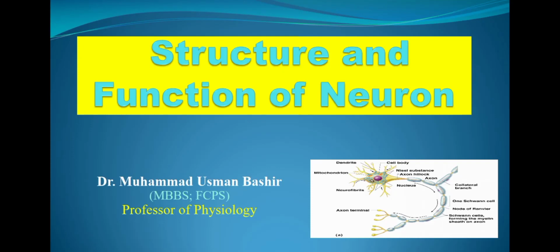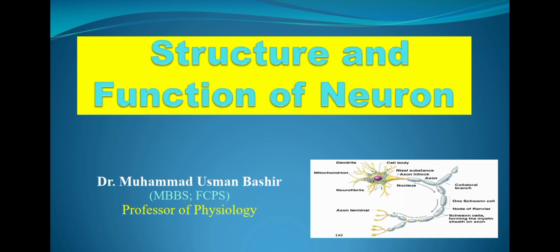I am Professor Dr. Muhammad Usman, and in this very short video we are going to discuss the structure and function of a typical neuron. You know that a neuron is the basic structural and functional unit of our nervous system, and our nervous system is made up of more than 100 billion neurons.